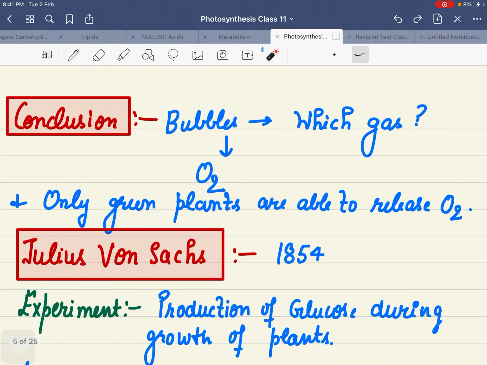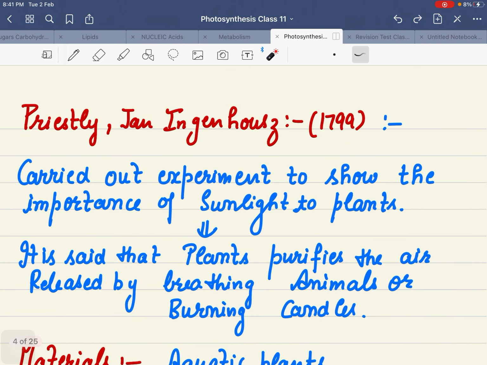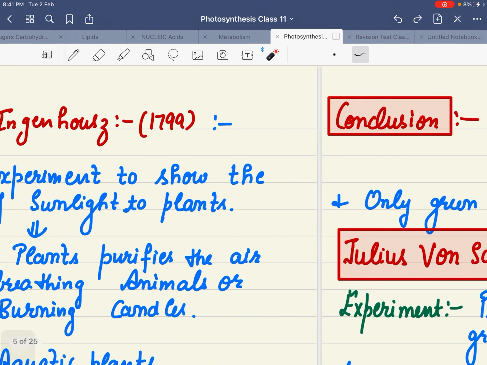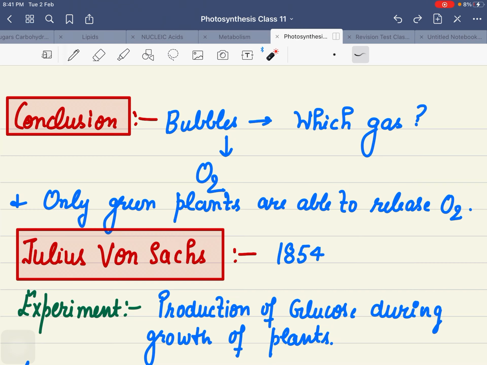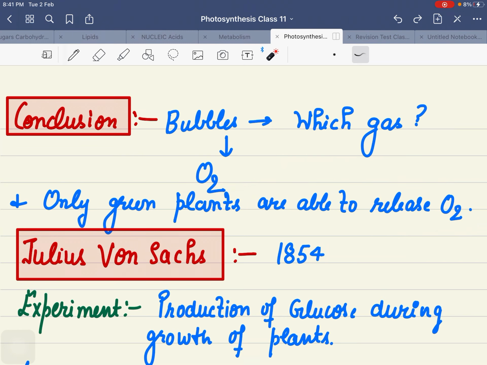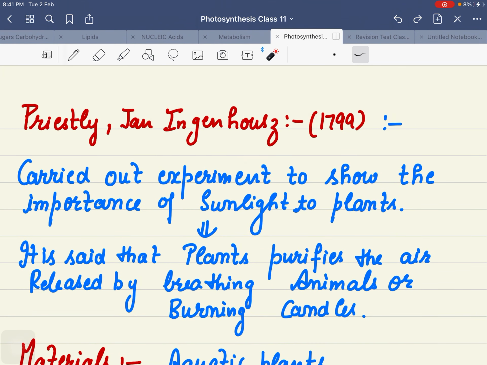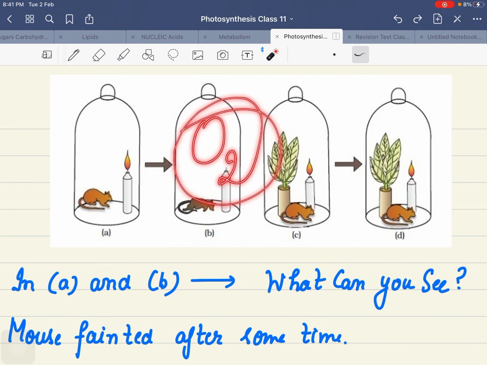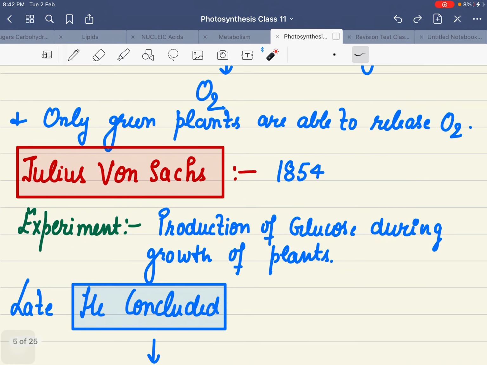So what did he conclude? He concluded, first thing, that sunlight is very important to the plants. Second thing, he concluded that these bubbles are oxygen, and only green plants in the presence of sunlight are able to release oxygen. So who explained the importance of sunlight? That is Ingenhousz. And who explained the importance of oxygen? That was your Priestley. Okay, I think these two scientists are clear.